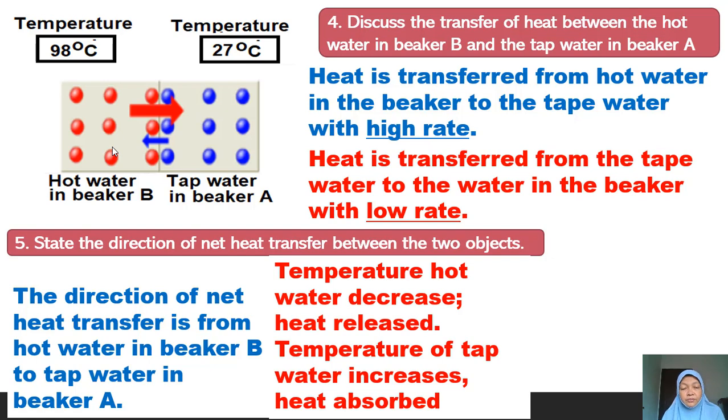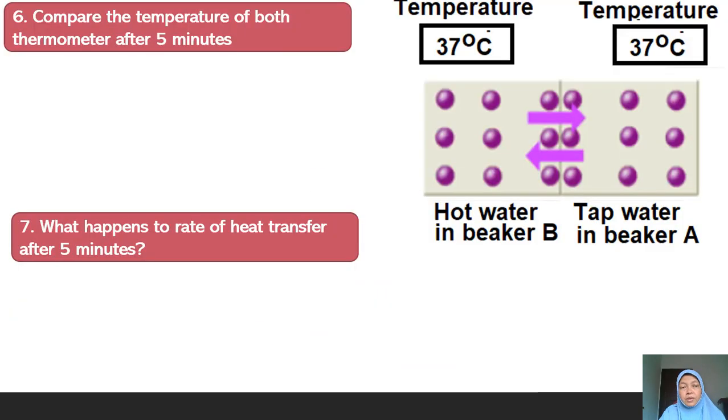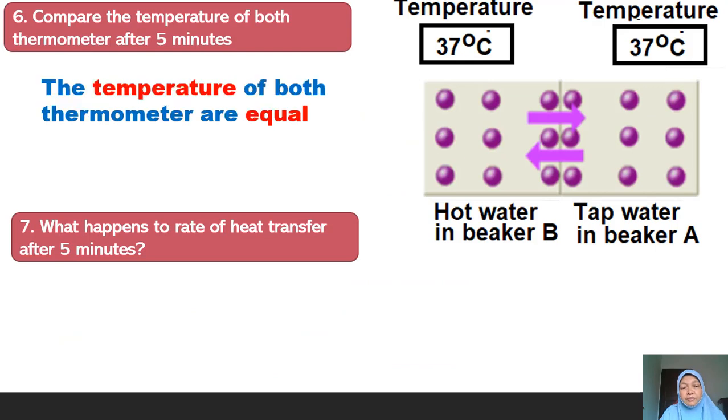So the temperature of the hot water decreases and heat is released. The temperature of the tap water increases and heat is absorbed. Now compare the temperature of both thermometers after 5 minutes. So both have the same temperature.